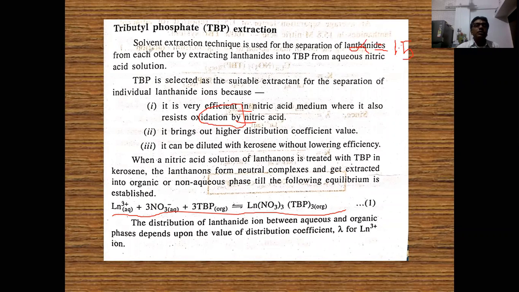Let us see the equation here. The equilibrium constant K or stability constant K is equal to the concentration of the lanthanum complex divided by the concentration of the lanthanum ion multiplied by the concentration of nitrate ion raised to power 3, multiplied by the concentration of TBP raised to power 3. So we are getting here the stability constant K.